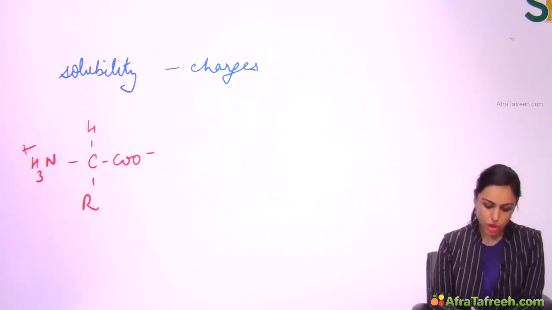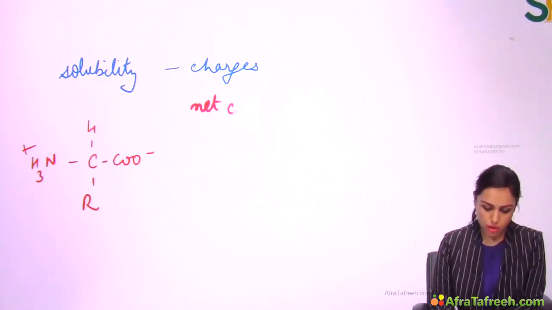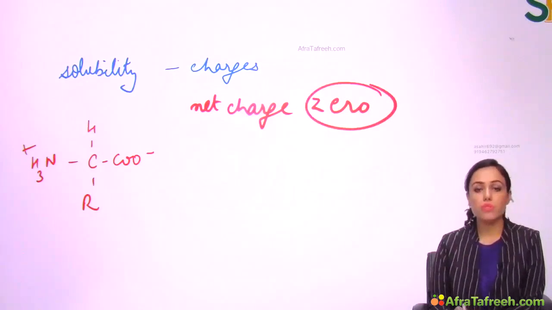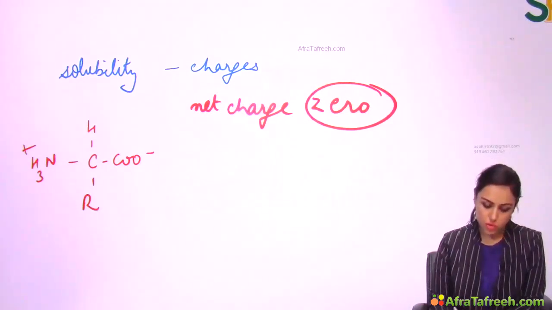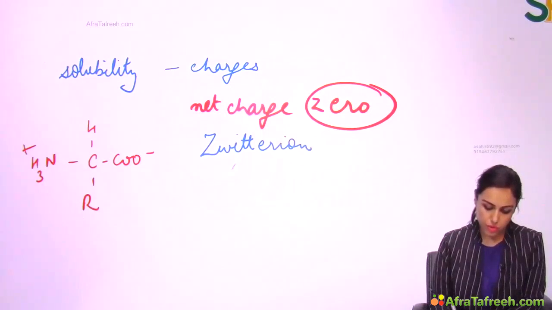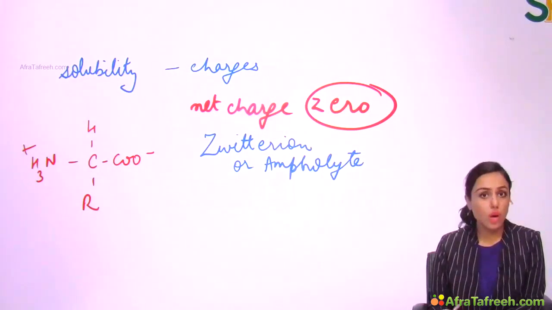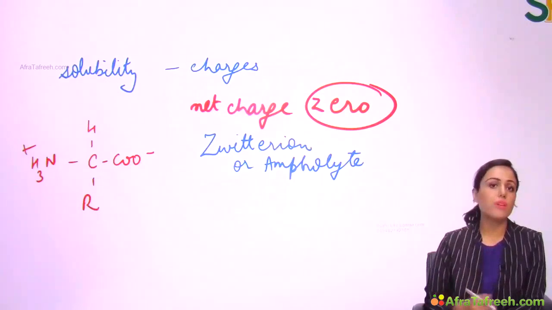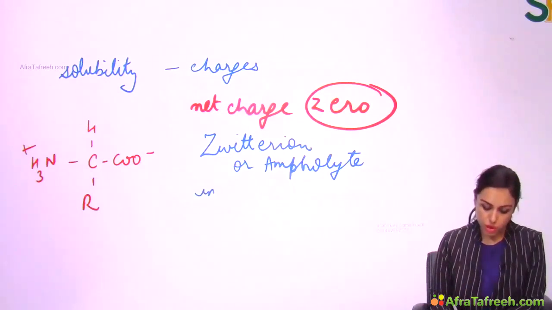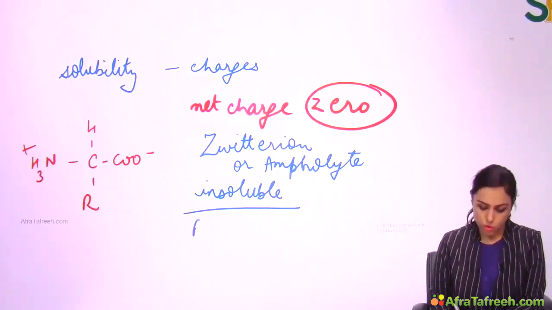Now the net charge on this structure is 0. One negative, one positive, so net charge is 0. This kind of structure is known as zwitterion. Z for 0, Z for zwitterion. It is also known as ampholyte. This kind of structure has no charge. I told you solubility is because of charge. So this kind of structure will be insoluble now. And because it is insoluble, it will precipitate out of the solution.